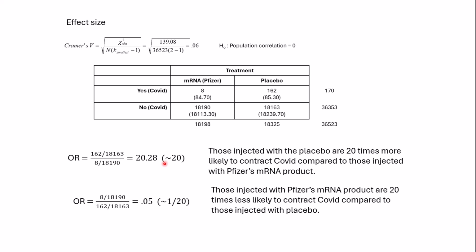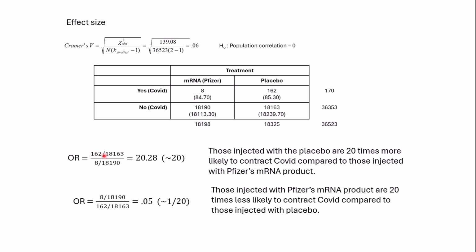What you do is you look at the numerator here first, the top numerator, and it reads those injected with a placebo, because that's what the numerator represents. I took it right here. So those injected with placebo are 20 times, just round it there, 20 times more likely to, now notice, get COVID compared to those injected with Pfizer's mRNA product.